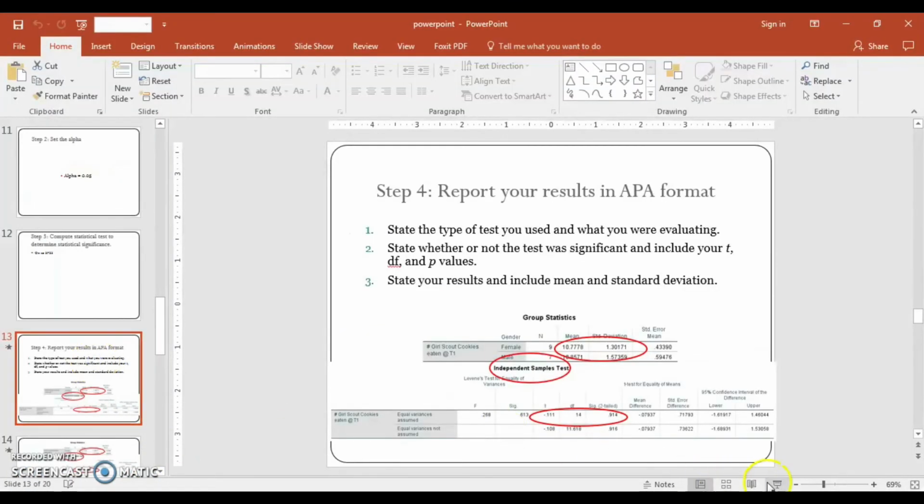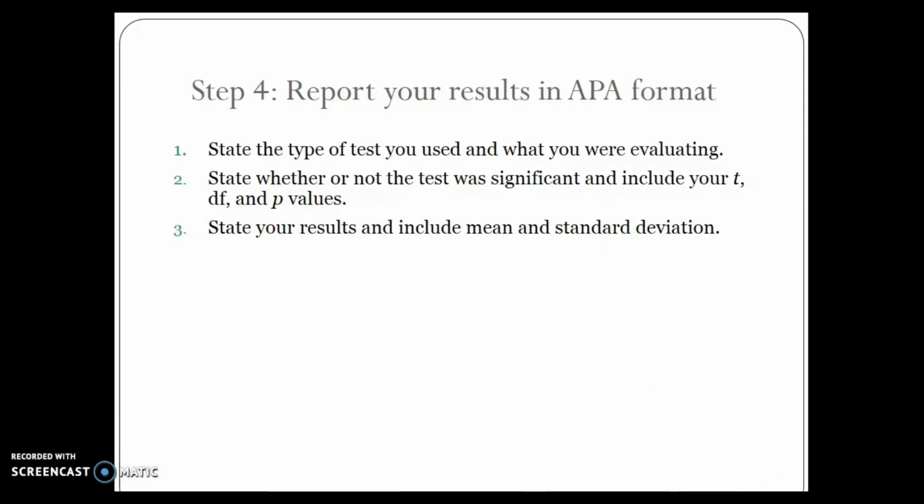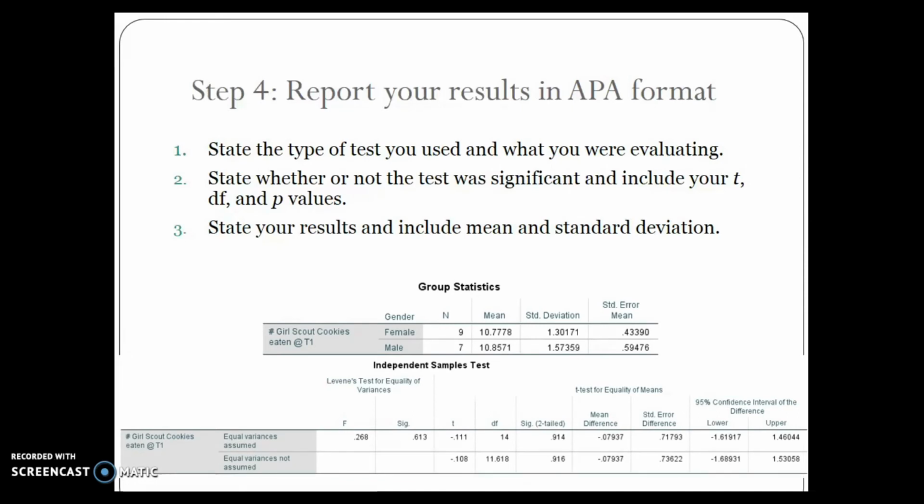Let's move on to step 4, which is reporting your results in APA format. You see here that it's the same way as you do it for the one sample t-test, and it'll be the same way that you do it for the paired samples t-test as well. So let's pull up the results that you just saw here. Step 1 here says state the type of test that you use. So we have an independent samples t-test. You're going to state whether or not the test was significant, including your t, your degrees of freedom, and your p-value.